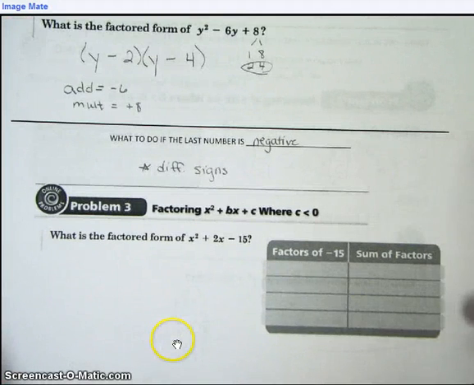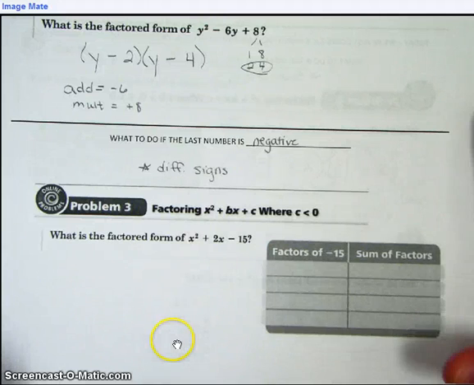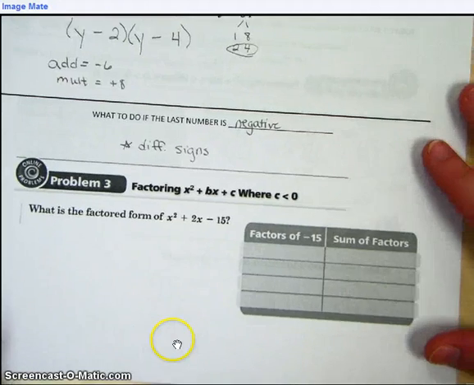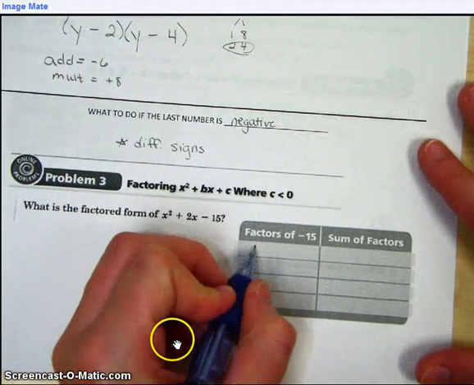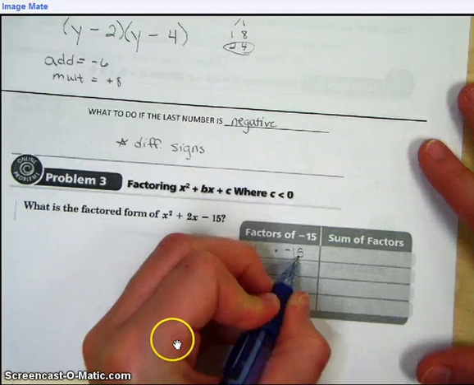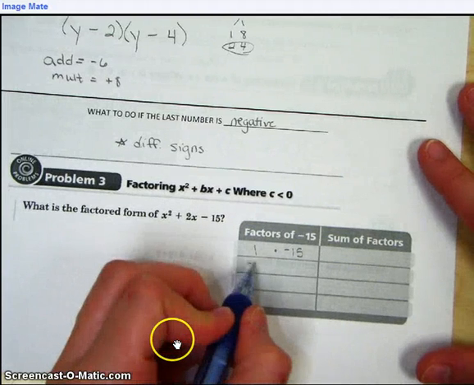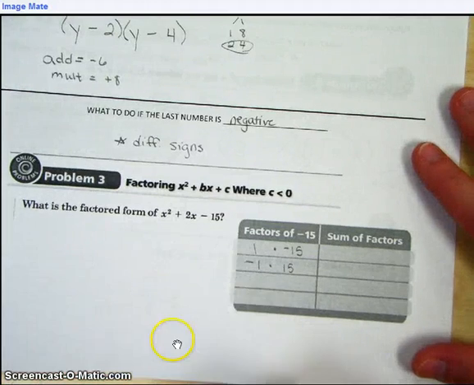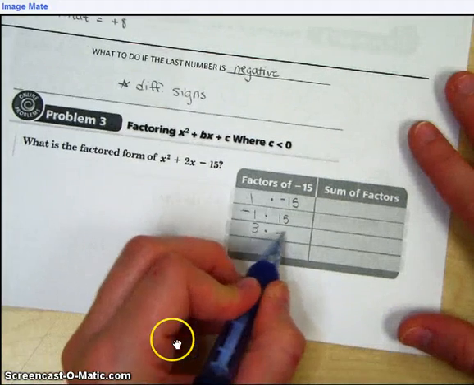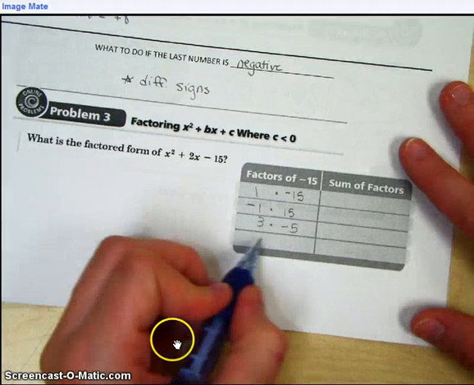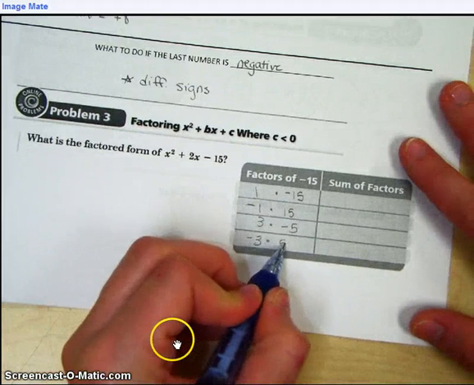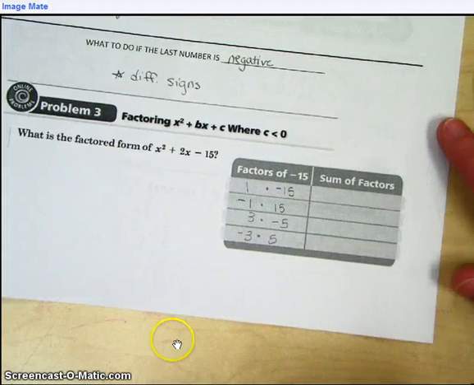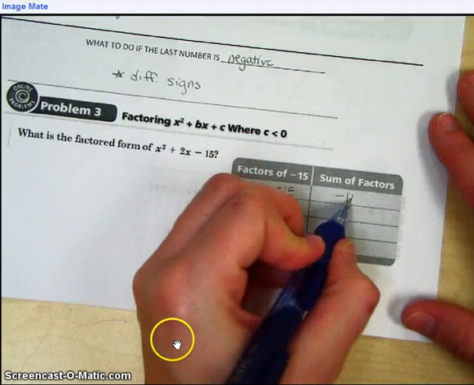What is the factored form of x squared plus 2x minus 15? Well, let's think of some factors of negative 15, okay? How about 1 and negative 15? How about negative 1 and positive 15? How about 3 and negative 5? Or how about negative 3 and positive 5? Let's add those options up. 1 plus negative 15 would be negative 14.